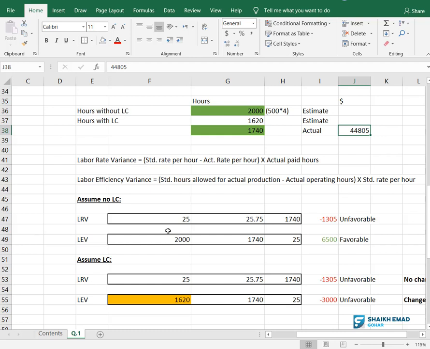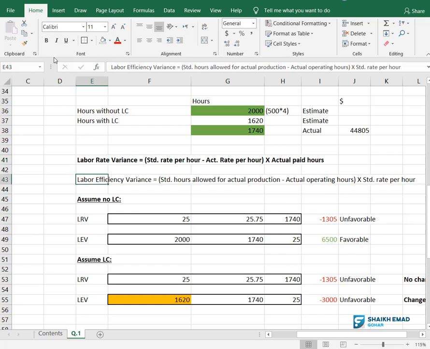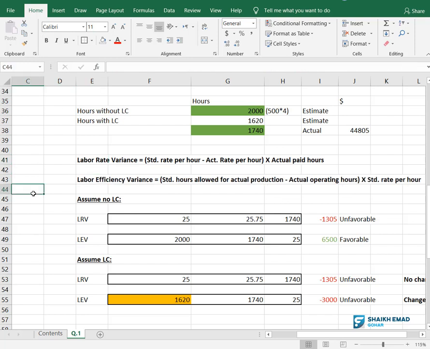And there are two types of labor variances. One is called labor rate variance, this one. And the other one is called labor efficiency variance, this one. In the labor rate variance, we talk about the rate. We said, okay, how much is the labor rate we decided? And how much is the labor rate we actually paid to them? Getting the story? So tell me in the chat box, how much is the labor rate we decided we will pay them?